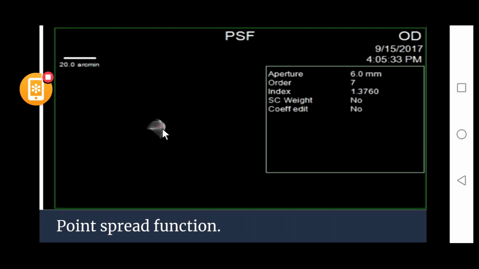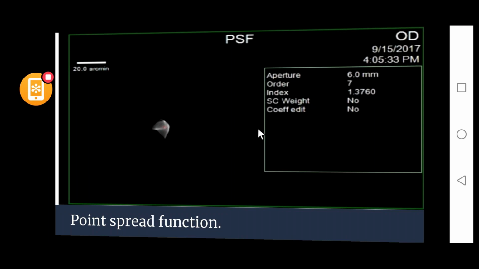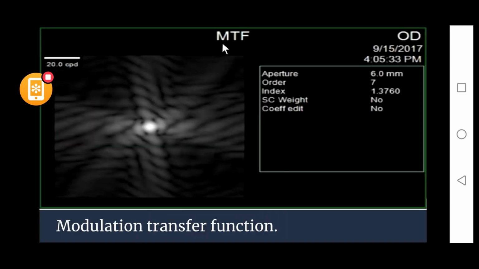So basically it tells us how much spreading of a point will be done by the anterior surface of this cornea. Now there is something known as an MTF. MTF stands for modulation transfer function. Now what is the modulation transfer function? This is basically a measurement, and it tells you how much contrast or how much light intensity it lets pass through itself.